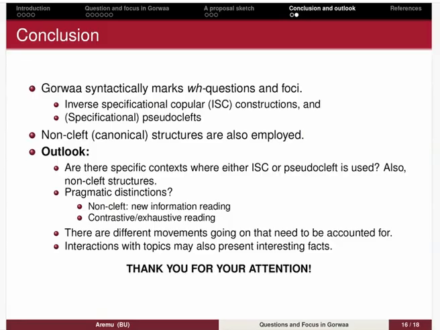And with that, people like Cruschina have said you might find new information in that context, right? But I think the gist of it in Gorwaa is that using WH questions to elicit new information might not really give you what you want, because a WH question is already pseudo cleft, right?